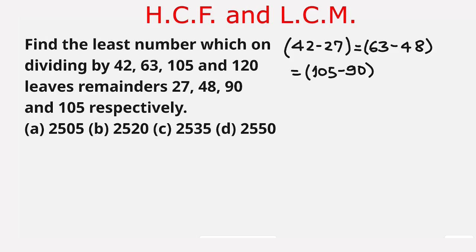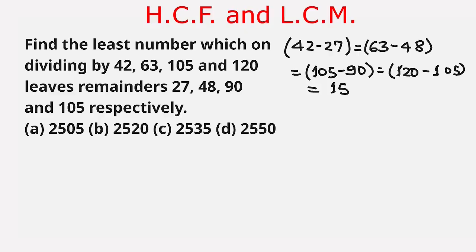And 105 minus 90 is 15 again. Also, when divided by 120, the remainder is 105. 120 minus 105 is also 15. So all these are equal to 15. It means that when we add 15 to the given options, then our answer must be divisible by 42, 63, 105 and 120. If we know this, then we can easily find the answer from the given options.